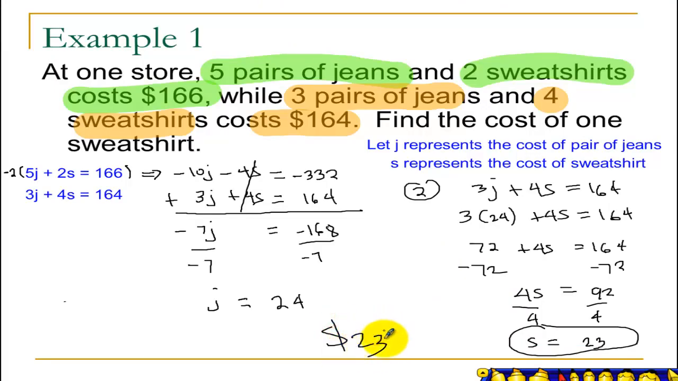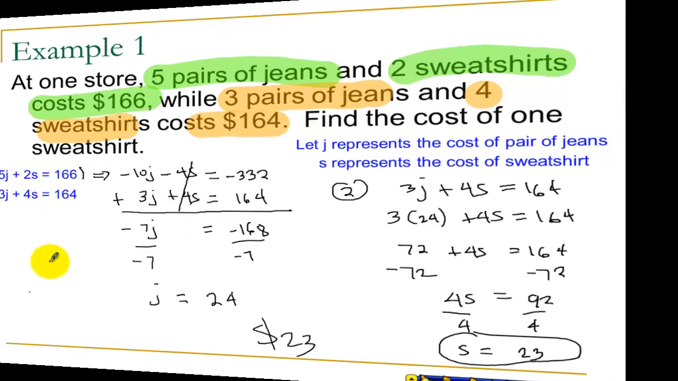It's $23. Now, of course, don't forget to verify your answer just to make sure that your answer is correct. To verify, just replace your J by 24 and then replace your S by 23. Similarly, in our second equation, replace your J by 24 and then replace your S by 23. Make sure that the left side is equal to the right side.